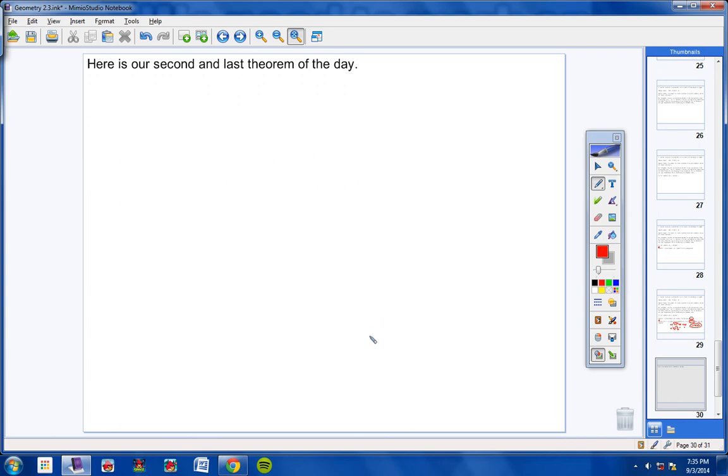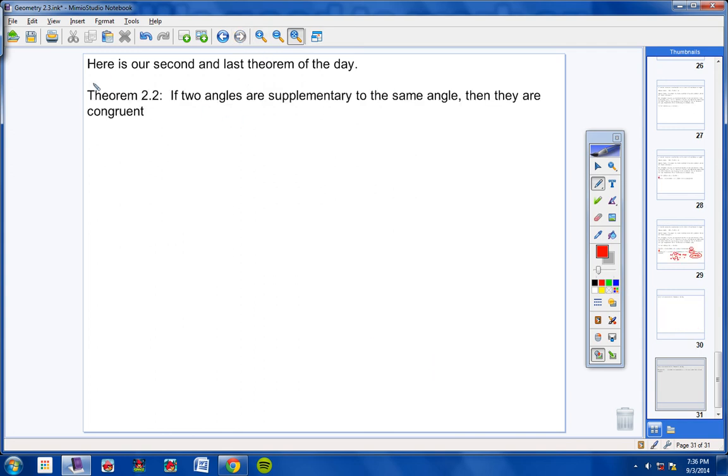Now here is our second and last theorem of the day. And it's going to be just like the last theorem, except that we use the word supplement instead of complement. So here it is. Copy this in your notes. You do need to know this. Theorem 2.2. If two angles are supplementary to the same angle, then they are congruent. Copy that in your notes. I'll pause for a second while you do that.